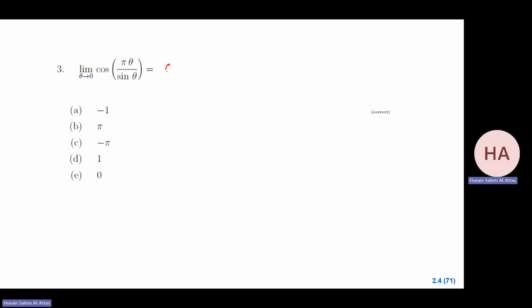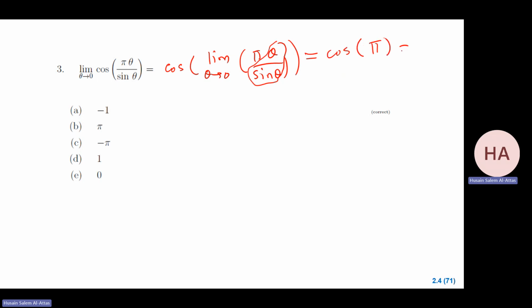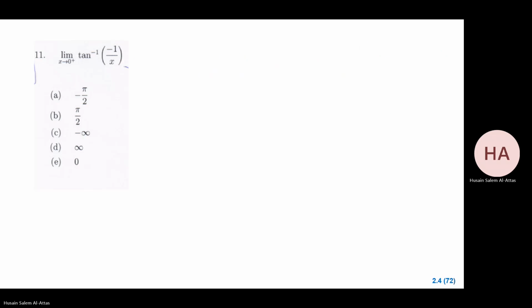This one, I take the limit inside. That will be cosine of the limit as theta goes to 0 of pi theta over sine theta. I know this is 1 as the limit as theta goes to 0. So that will be cosine pi, which is minus 1. Same thing. You need to be careful a little bit.